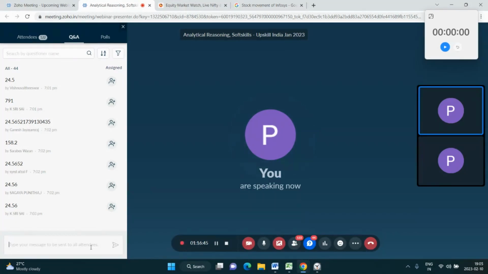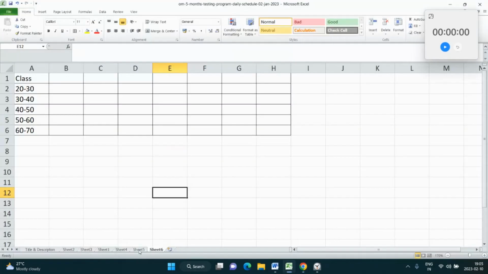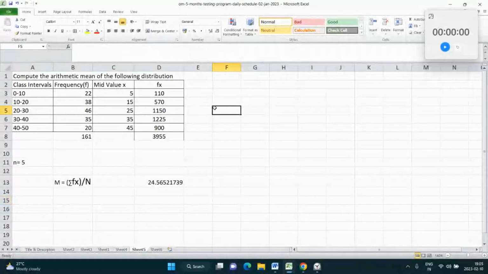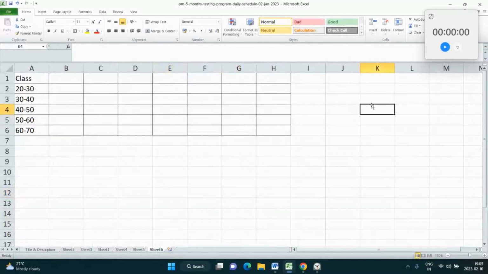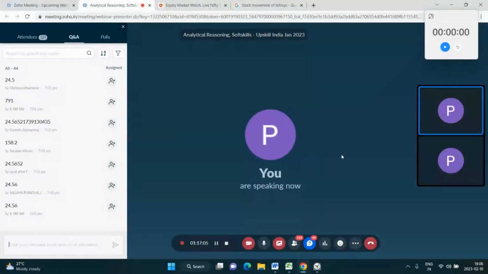What we did so far, all these are direct method. What we are now going to do is shortcut method. Understood? The methods, different methods. Understood different methods? Students, children. Okay.